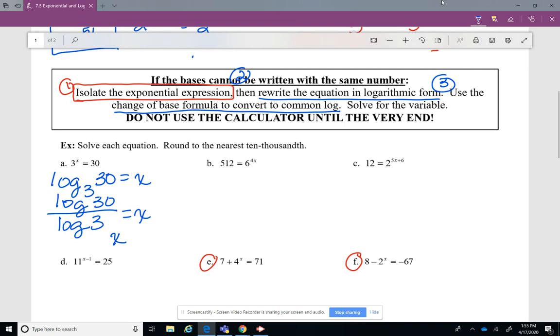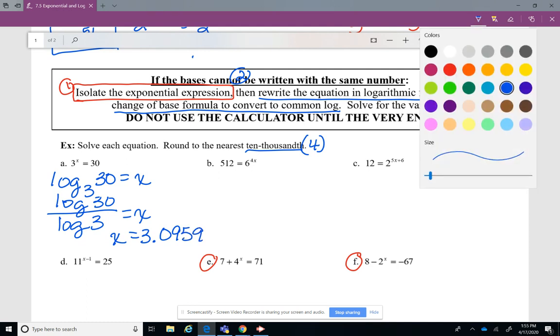All right, so x is, and they want us to round it to the 10,000ths. So that means we're going to do it 4 decimal places. So you should have got 3.0959. All right, let's move on to B.